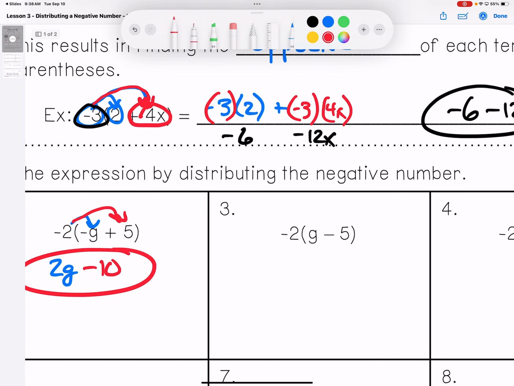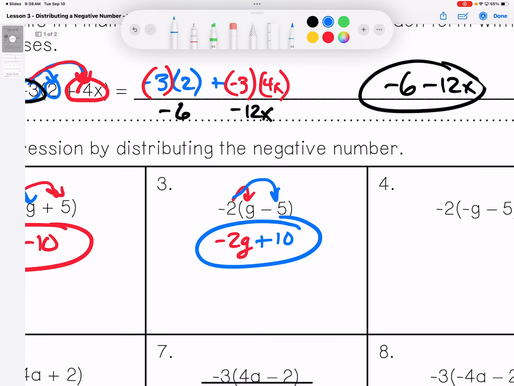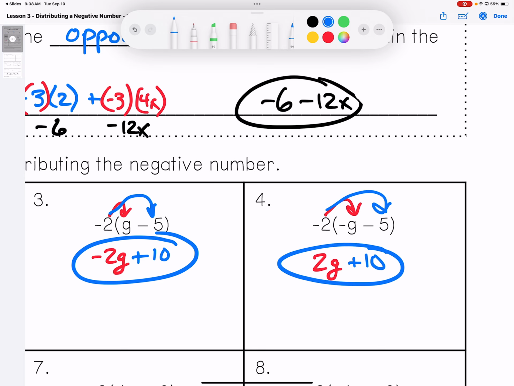All right, next one. Negative 2 times a positive g is negative 2g. Negative 2 times a negative 5 is positive 10. See how I can change the answer wherever you put the negative sign? And then the last one is negative 2 times negative g is positive 2g. Negative 2 times negative 5 is positive 10.